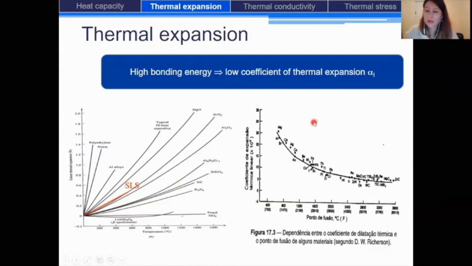And there is a relationship, of course, of the coefficient of thermal expansion with the melting point, since we explained that the melting point increases with the energy of bonding between the atoms in the material, and since we explained that the coefficient of thermal expansion is also dependent on this bonding energy, we can make the following relationship: the lower the melting point of a material, the higher the coefficient of thermal expansion of this material.